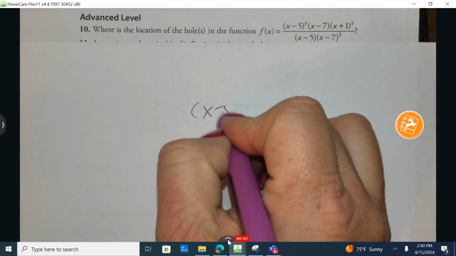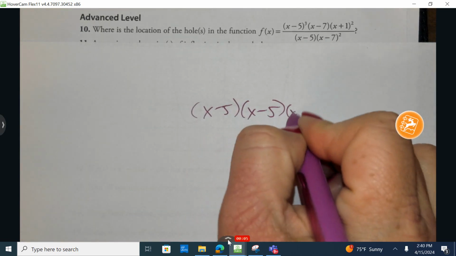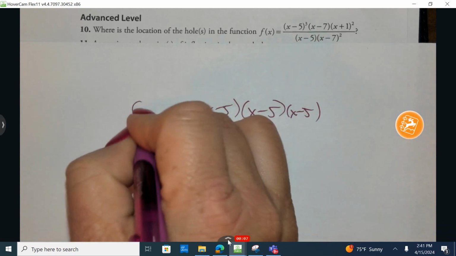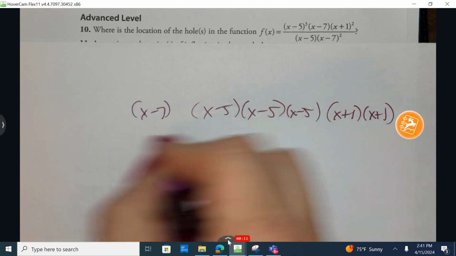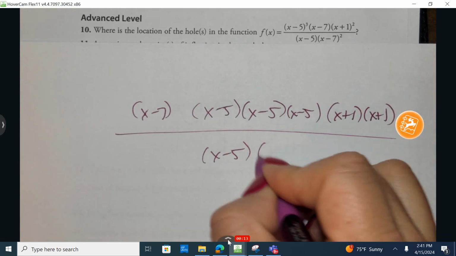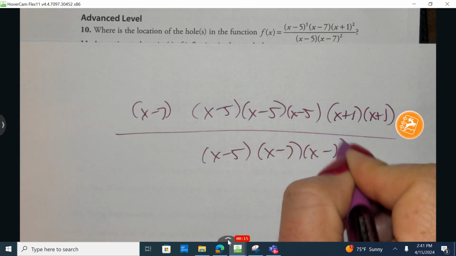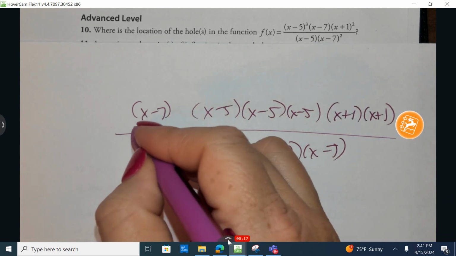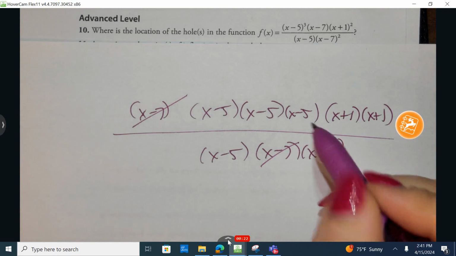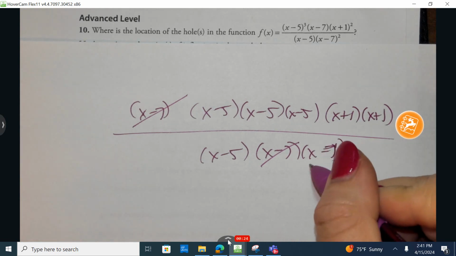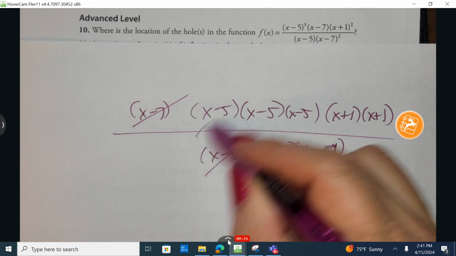Problem, we have x minus 5 three times. We have an x minus 7, and we have x plus 1 twice. On the bottom, we have x minus 5, x minus 7, and x minus 7. So I can cancel an x minus 7. I can cancel, that was a 7. I can cancel an x minus 5.